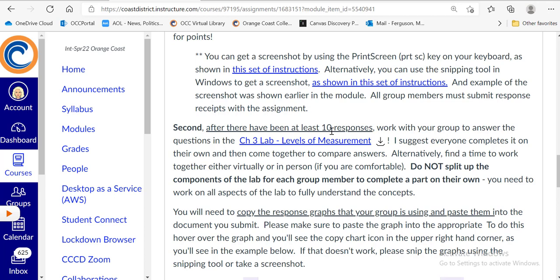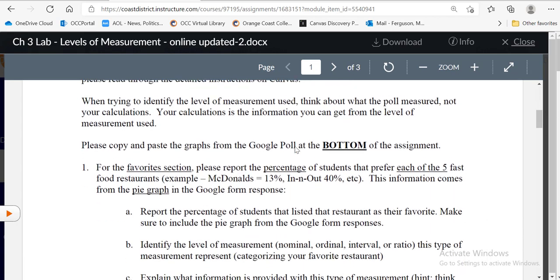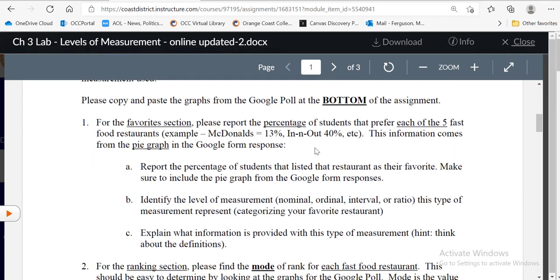You want to do these, answer the questions individually. You're going to pull up this Word document, again, read through the instructions, and then it's going to ask you some more questions. So the idea here is, like for the first one, it says this information comes from the pie graph in the Google form response.